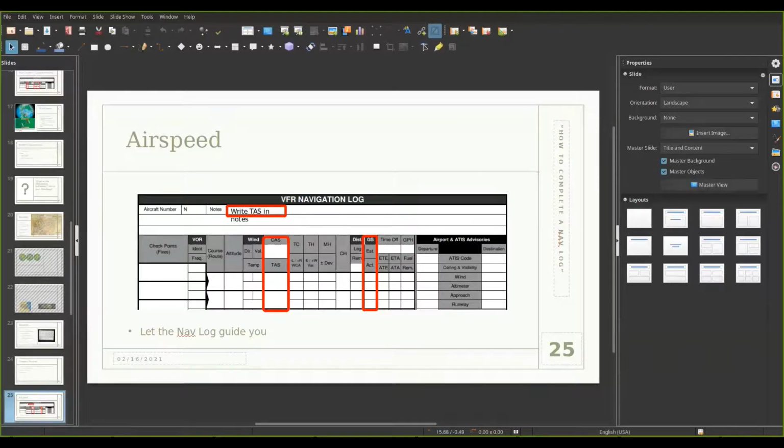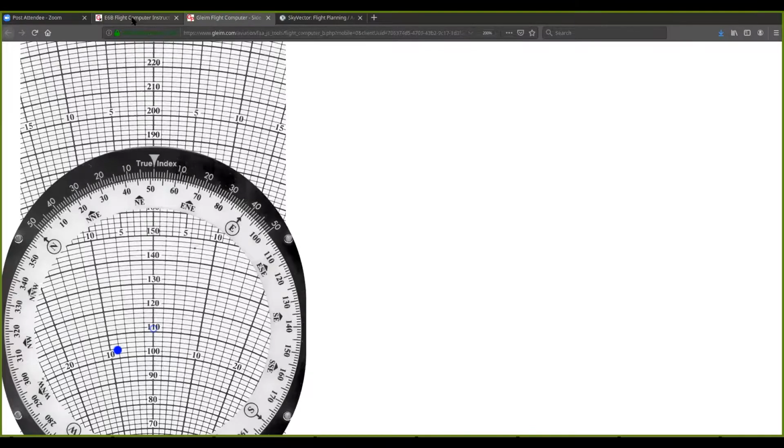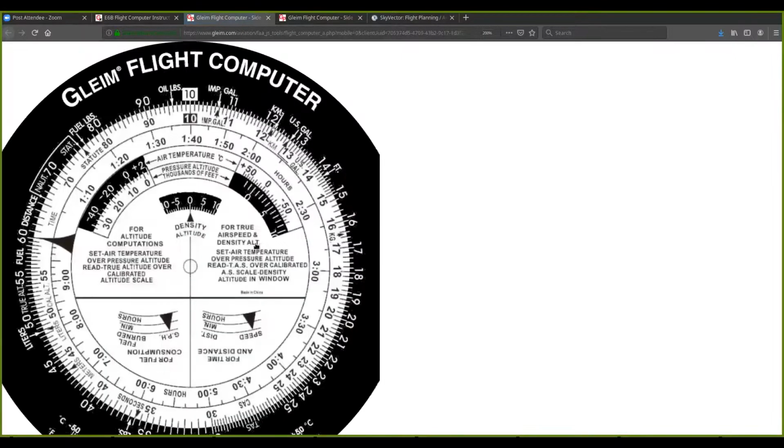There we go. Stop share, switch over to... okay. Calculator side. Okay.